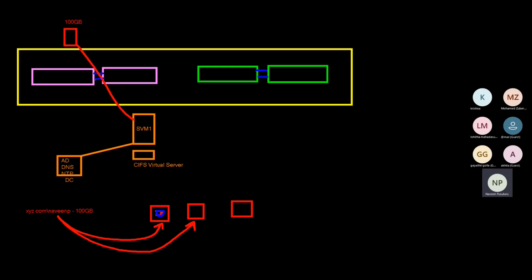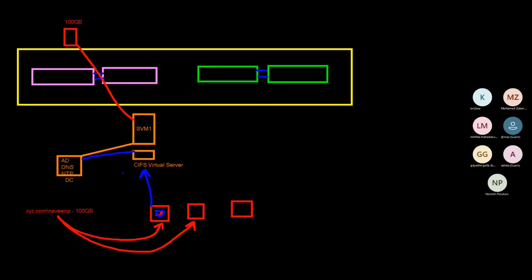So now he logged into this server, and from this server he is trying to access the storage. When he tried to access the storage, first the request will go to the CIFS virtual server, stating that this particular user is trying to access the storage. Then the virtual CIFS server will redirect that request to Active Directory and the domain controller, and ask Active Directory to check whether that user is part of our domain or not.